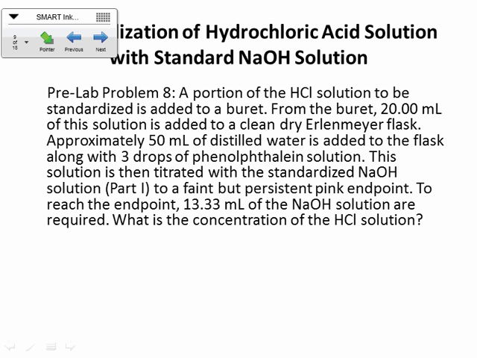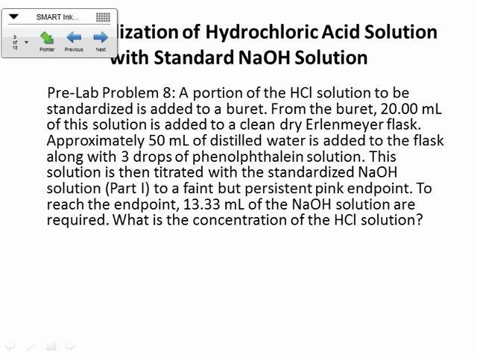So from the buret, 20 milliliters of this solution is added to a clean, dry Erlenmeyer flask. About 50 milliliters of distilled water is added to the flask, again along with 3 drops of phenolphthalein. Or, you know, I'm just going to say it, I don't have a lot of phenolphthalein. Please don't use a lot of drops of phenolphthalein in your procedure, all right? You only need about 3.